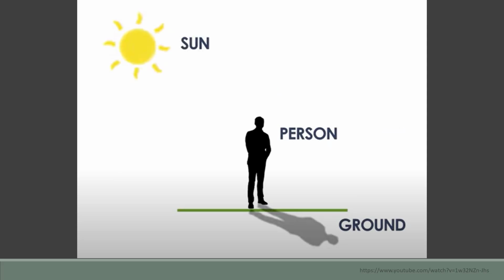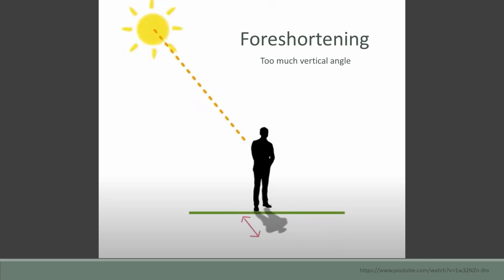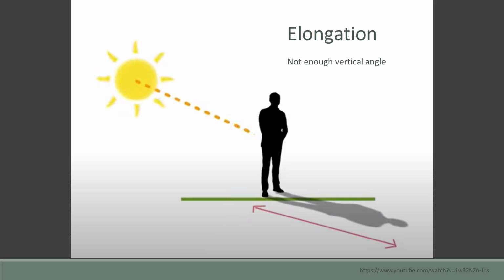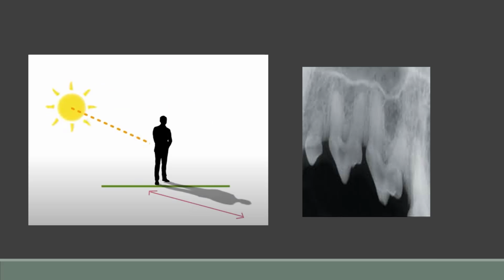When you achieve the perfect angle, the shadow that is cast will be exactly the same height and width of the actual person. When the angle is too high, the shadow becomes smaller. When the angle is too low, the shadow becomes longer. This is an example of elongation.